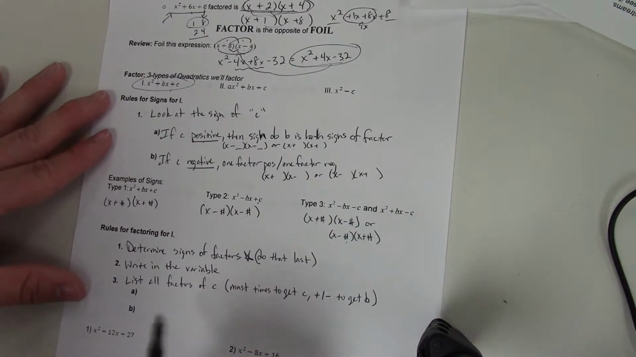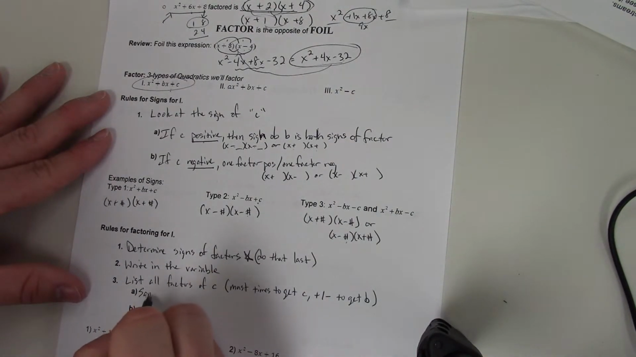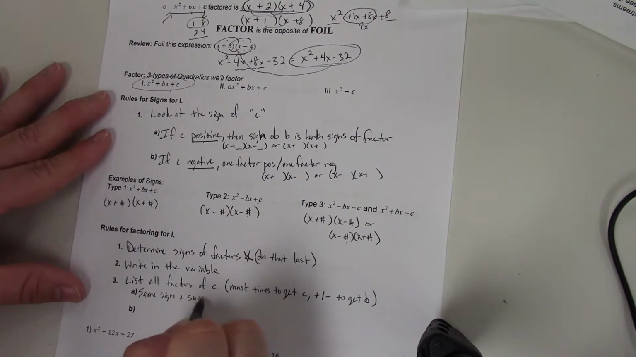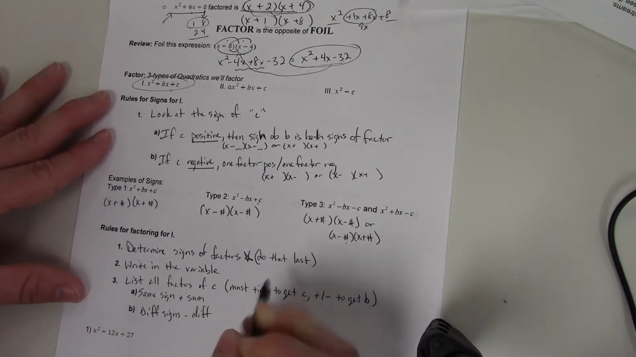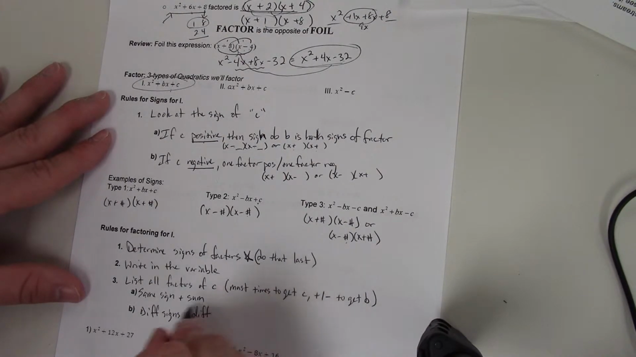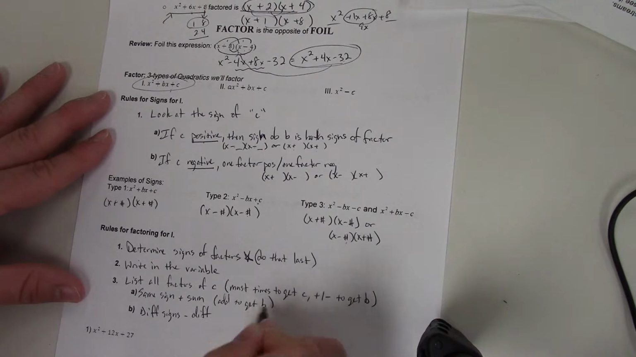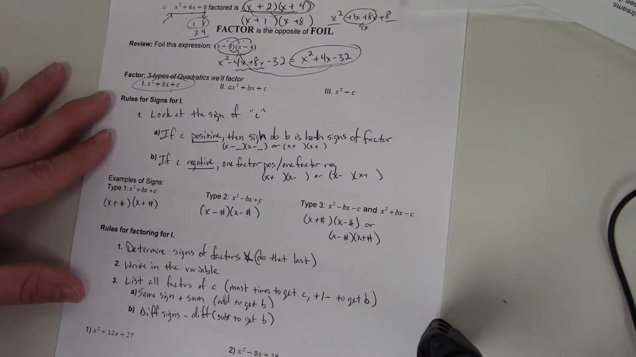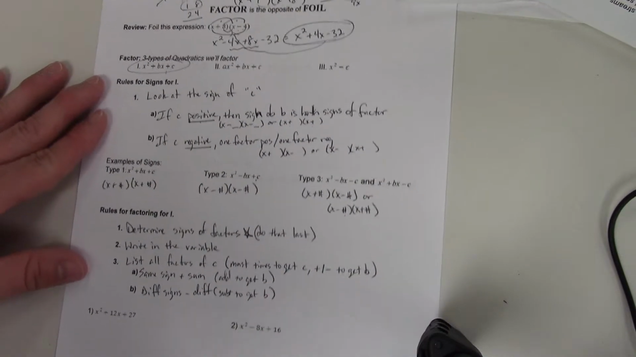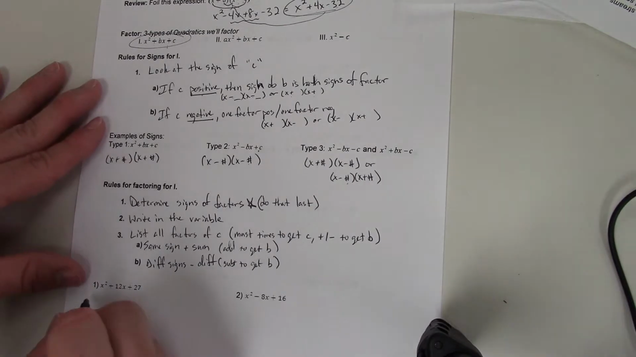Okay? So, if they have same sign, sum. If they have different signs, difference. Of course, right? So, again, that just means you would add to get B, or you would subtract. Let me put T there, to get B. If none of this is making sense, it all boils down to guess and check. Okay, like for this one.